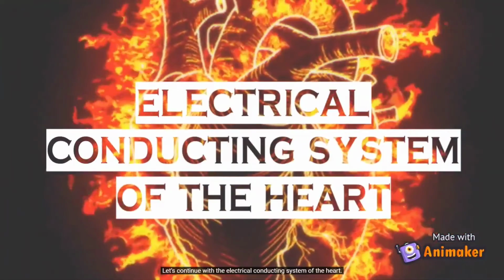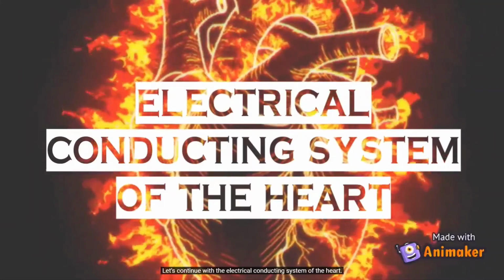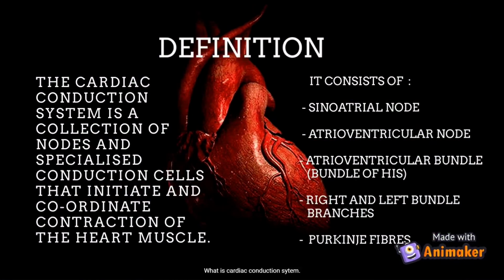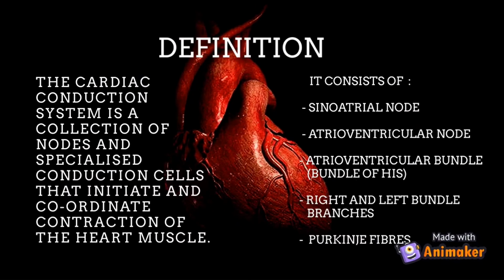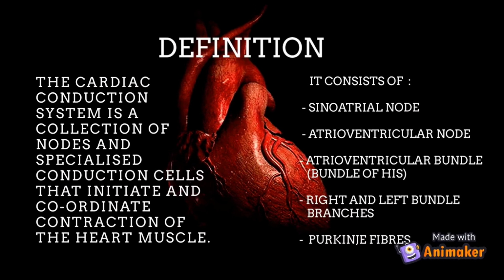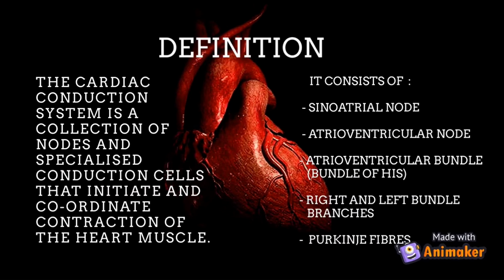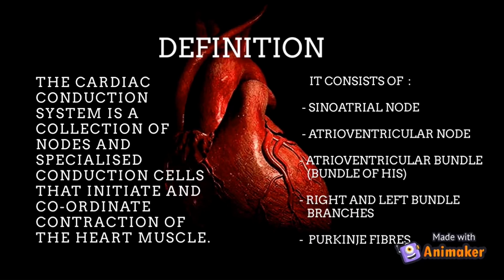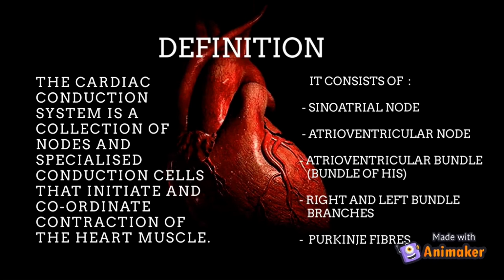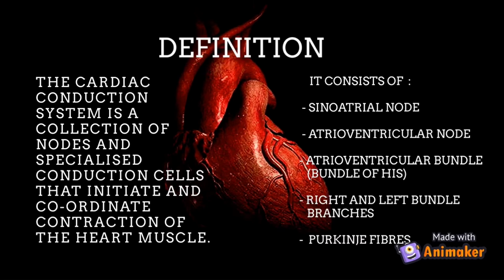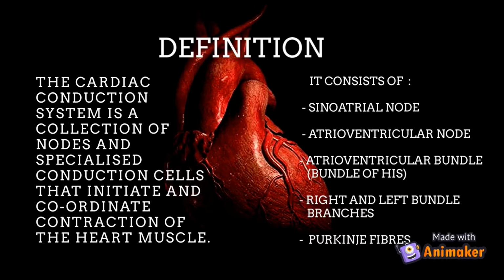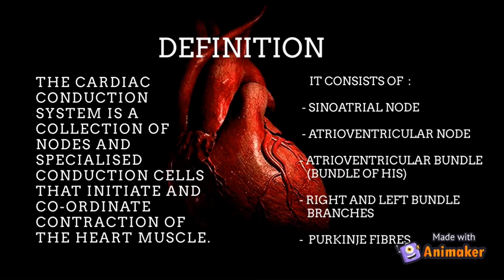Let's continue with the electrical conducting system of the heart. What is the cardiac conduction system? The cardiac conduction system is a collection of nodes and specialized conduction cells that initiate and coordinate contraction of the heart muscle. It consists of the sinoatrial node, which is the SA node, then the atrioventricular node, the AV node, then the atrioventricular bundle, also known as the bundle of His, then the right and left bundle branches, and lastly the Purkinje fibers.